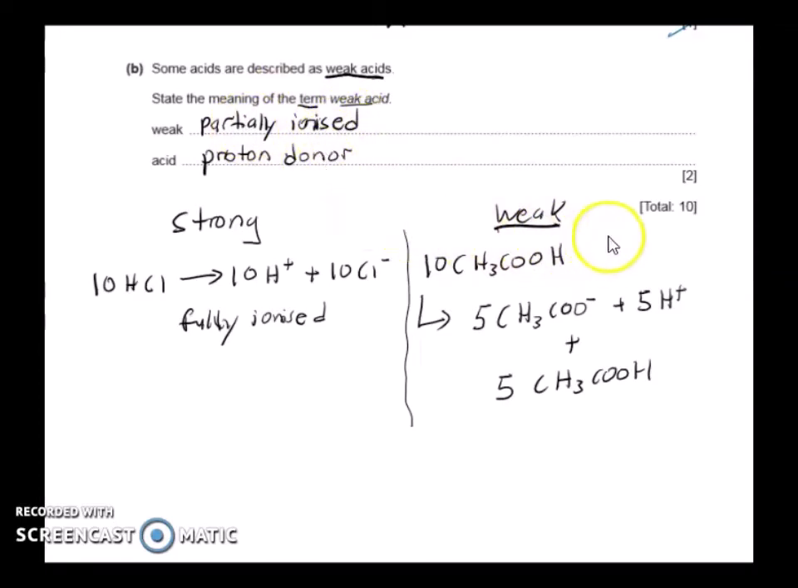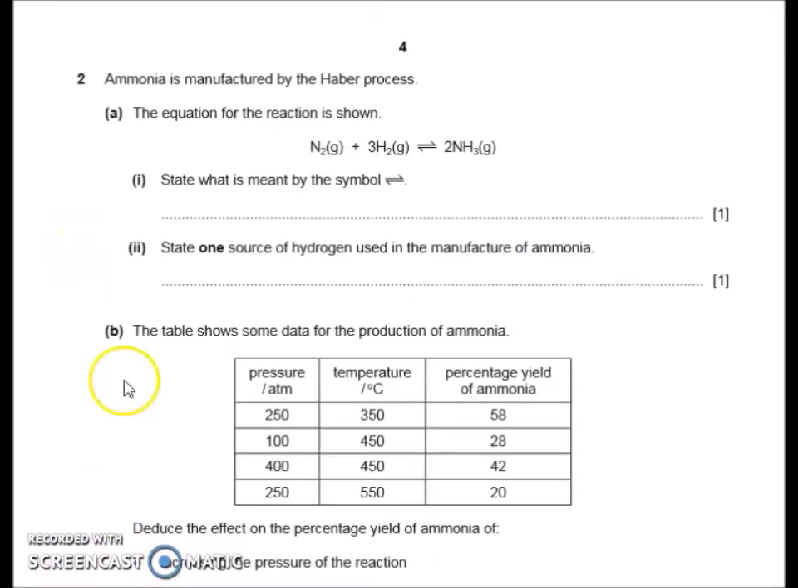Alright, so we have completed the first question, and the marks given for the first question is 10 marks. Okay, now we move on with the second question.